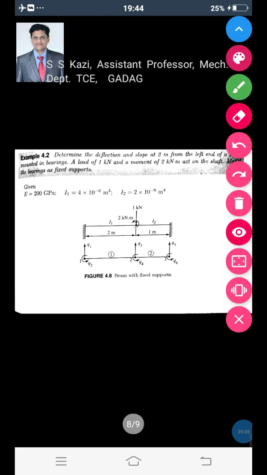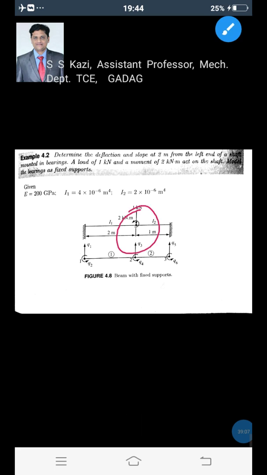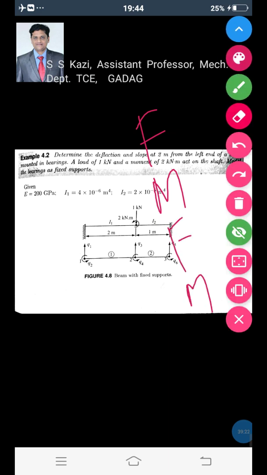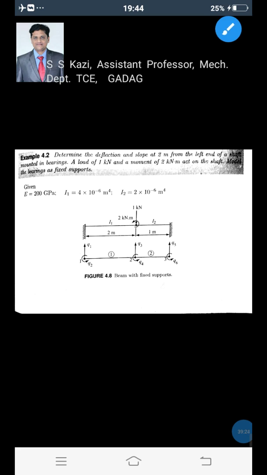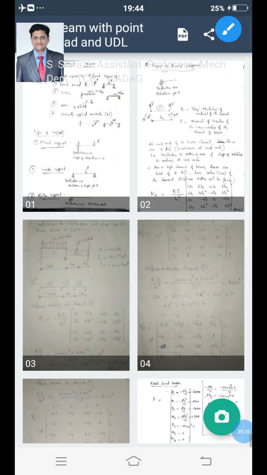If the applied moment is given, an anti-clockwise couple you take as positive and a clockwise couple you take as negative, and you write the load vector in this manner: applied force and moment at each node. This is how you need to solve problems on beams. Now I will consider one more problem.